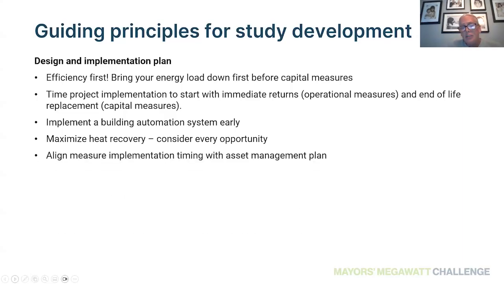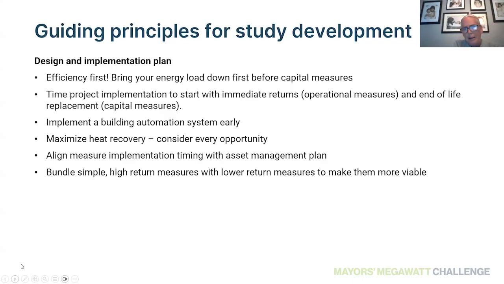Aligning measure implementation with the asset management plan. So again, bringing in your asset management plan so you can really align those measures. When you know equipment is coming to end of life, you have alternative solutions and also time to prepare for those. So if a boiler needs to be replaced in 2028, for example, you would have options and have time now to plan for those. So really getting that alignment is key.